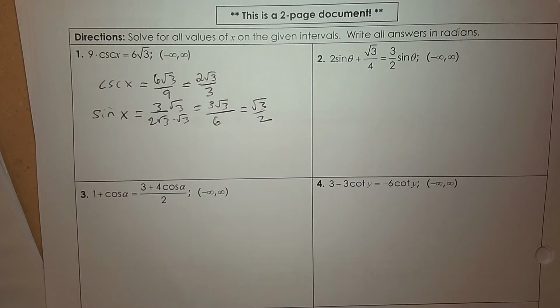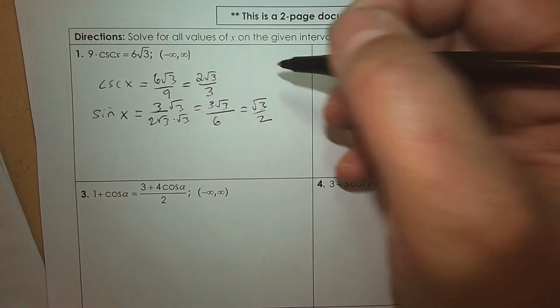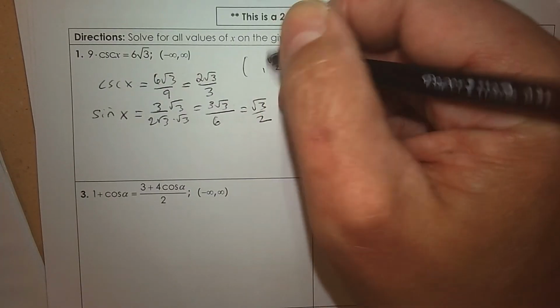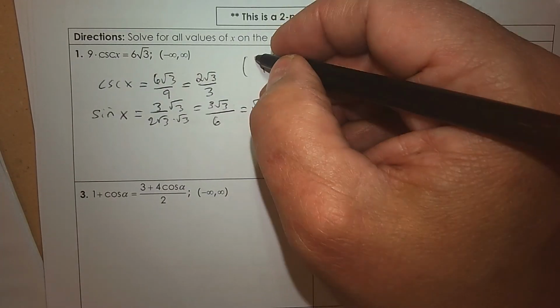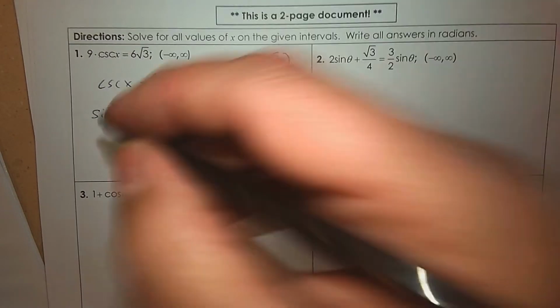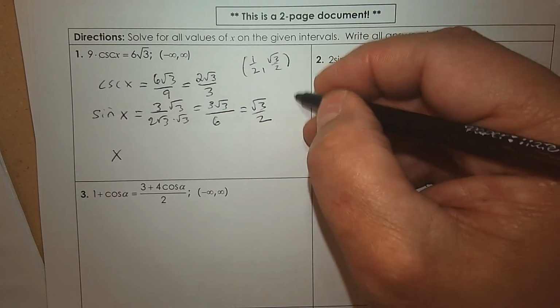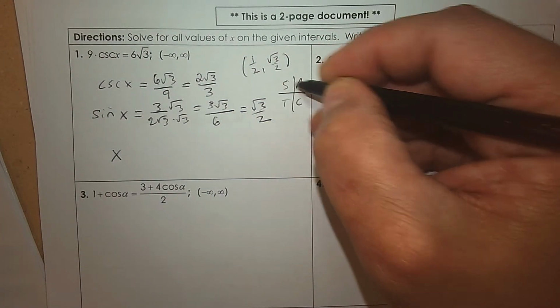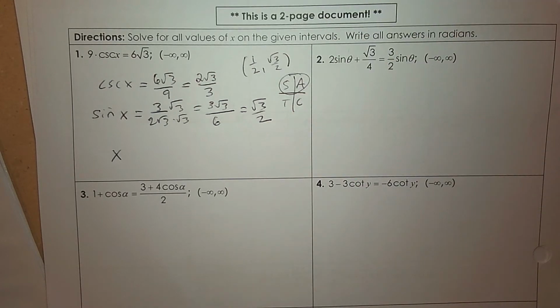Now, I need to know the rule for sine. Sine is the y-coordinate. So I know the y-coordinate is root 3 over 2, and that means the x-coordinate must be 1/2. I'm looking for an angle, so I need to know what quadrants we're in. I can tell that it's positive. So, all students take calculus, I know that's quadrants 1 and 2.